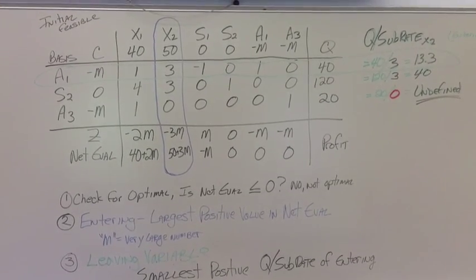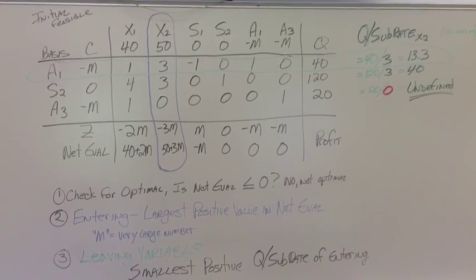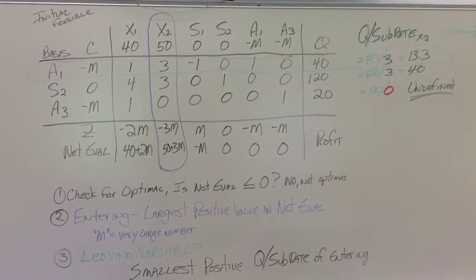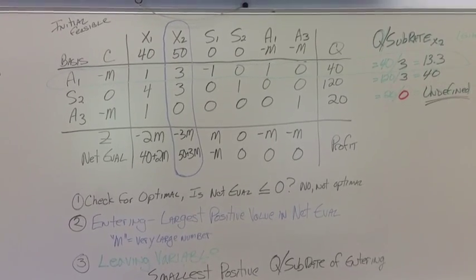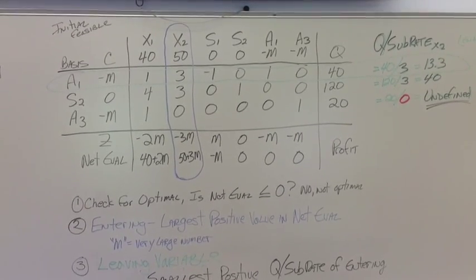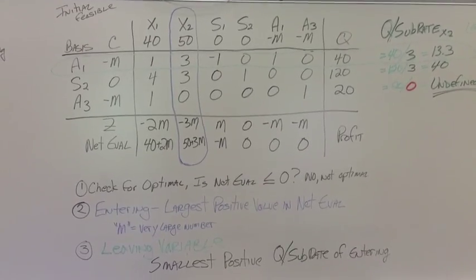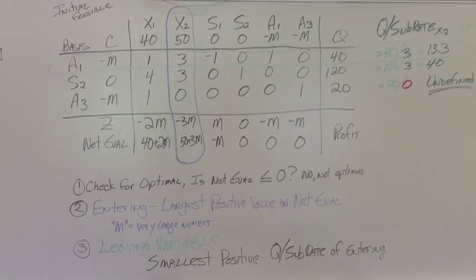So it's 20 divided by 0, and we all remember from algebra that is undefined. So our smallest positive would be the 13.3, or our A1. So our A1 will be leaving the basis, and our x2 will be entering.